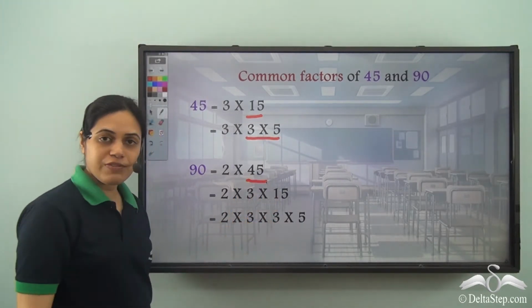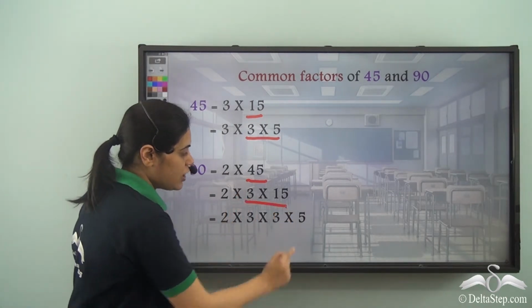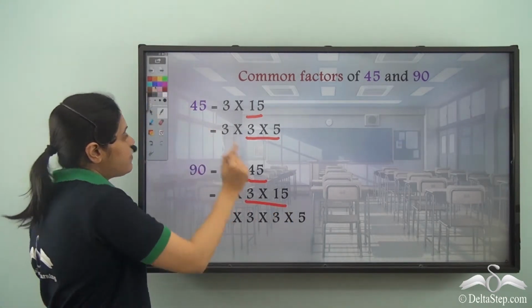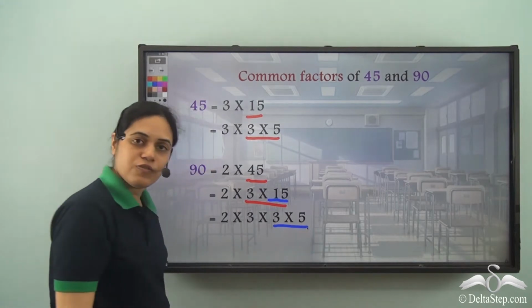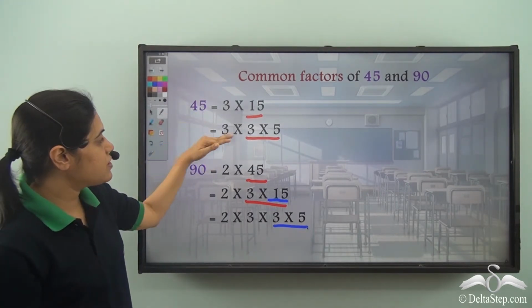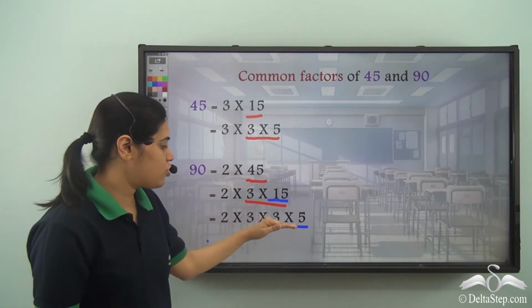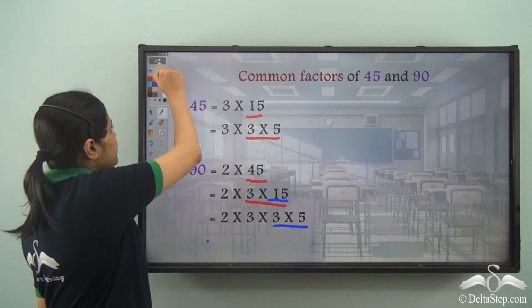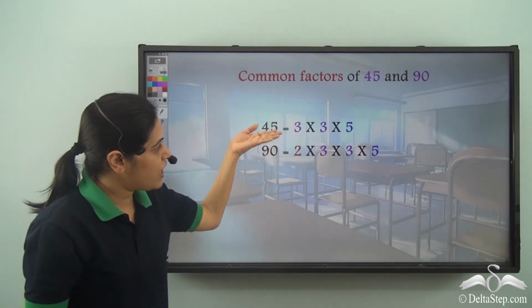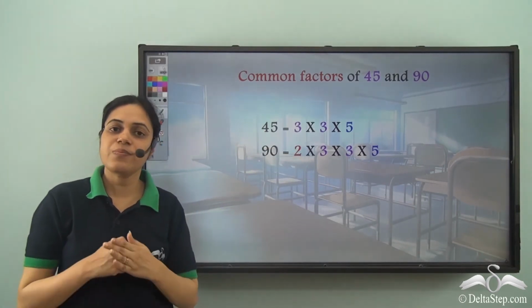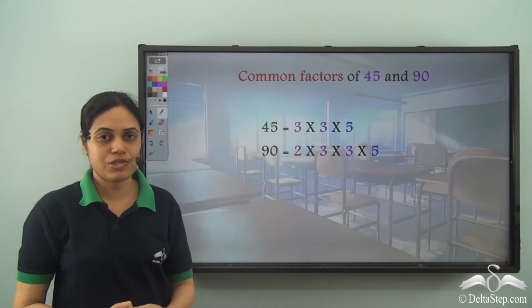90 is 2 into 45. 45 is 3 into 15. And this 15 is once again 3 into 5. So 45 is 3 into 3 into 5. And 90 is 2 into 3 into 3 into 5. So this is how I can write 45 and 90 as a product of prime numbers.